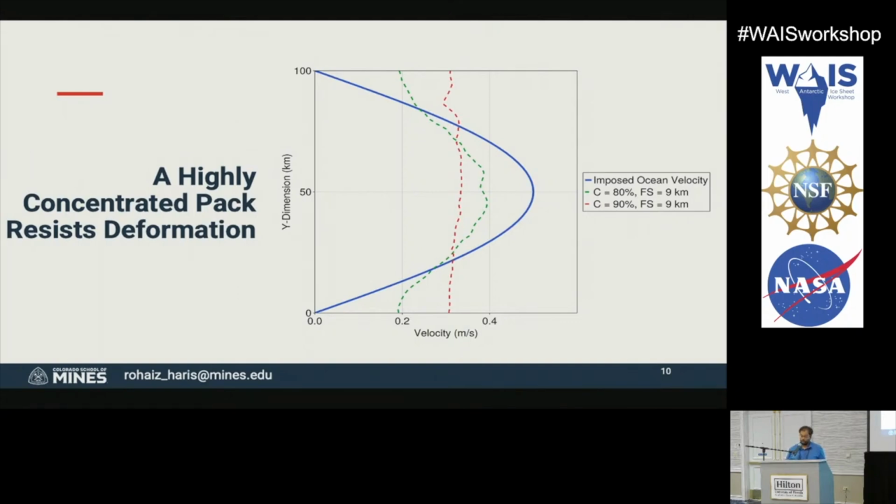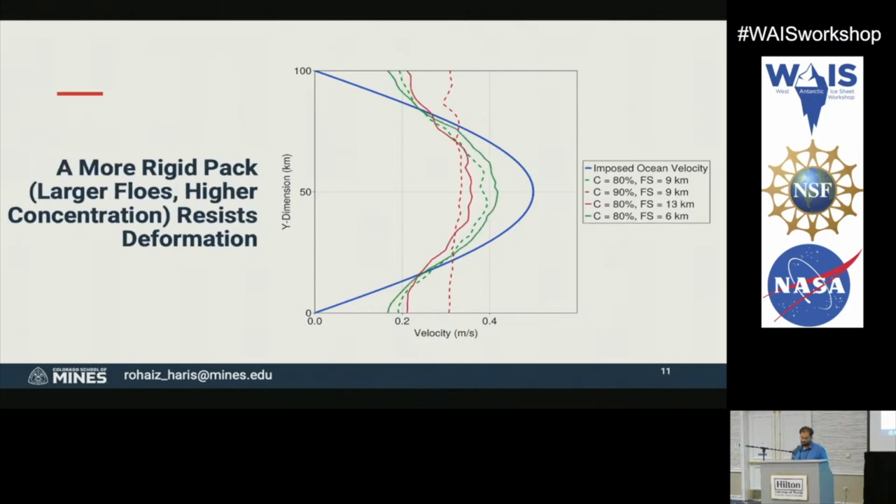But now if you look at the experiment of higher concentration, so the red dotted line, 90% concentration, you see less variations in sea ice velocity. And so we can see that a highly concentrated pack is able to resist this imposed deformation. We see a similar story when it comes to flow size, where a more rigid pack resulting from larger flows is also able to resist this deformation better.